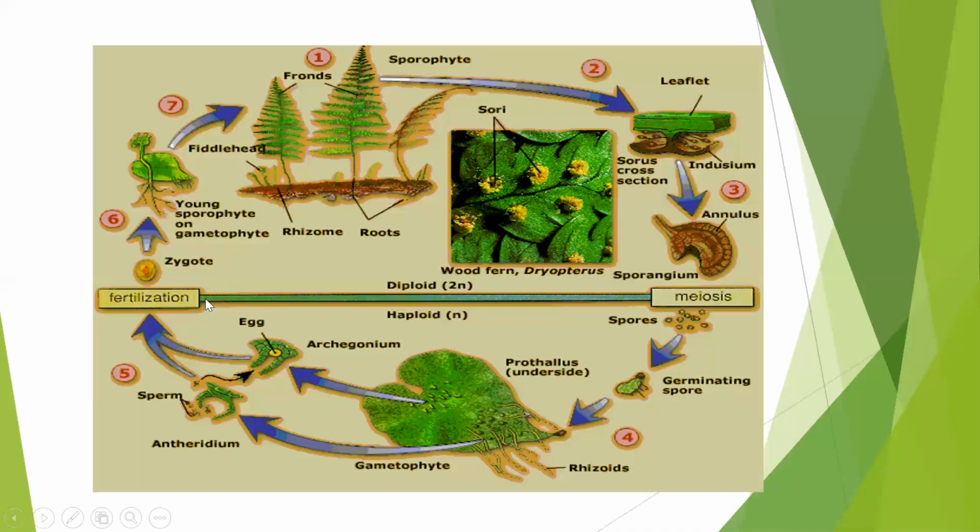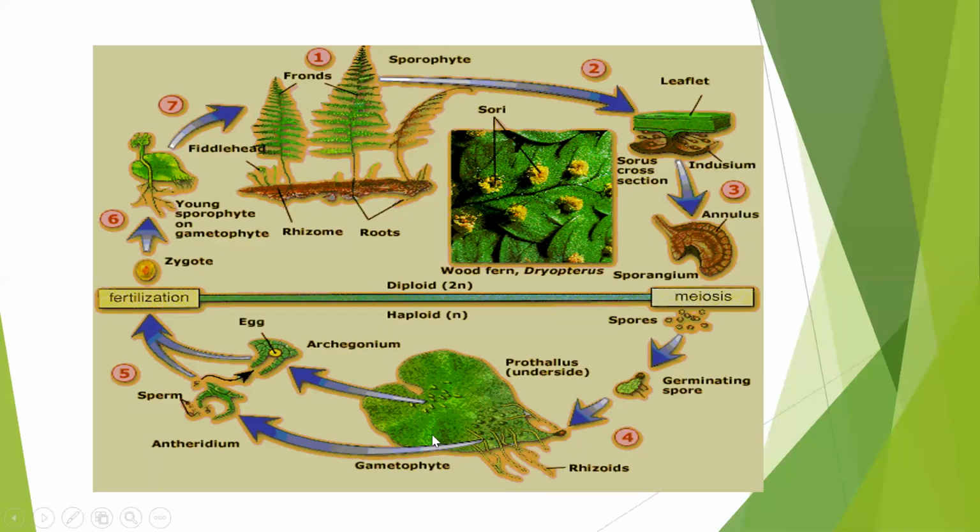Let me show you the structure. See, this is the parent sporophyte. These are the leaves known as fronds. These are the sporophylls. They contain sporangia. Inside the sporangia are present the spores. In the sporangia, meiosis takes place and these spores are formed. These spores germinate.